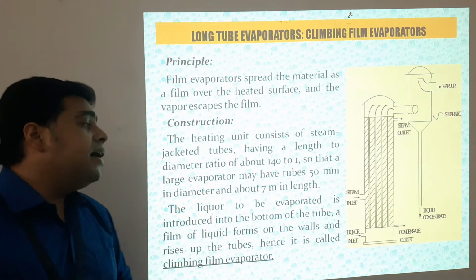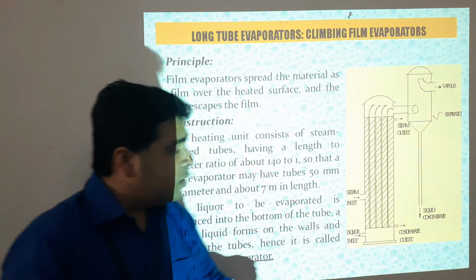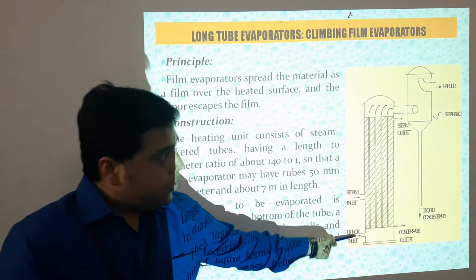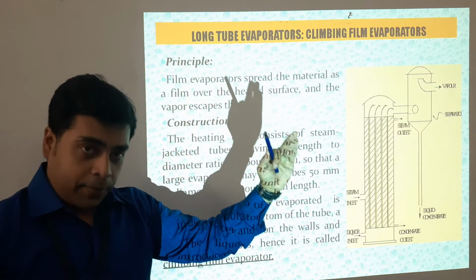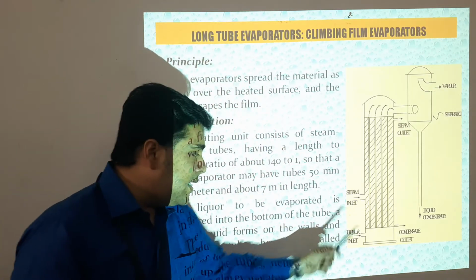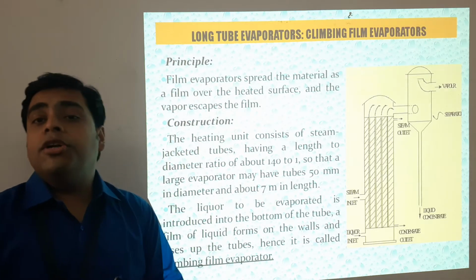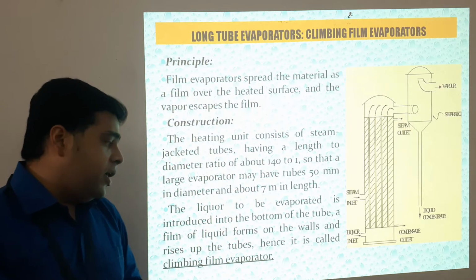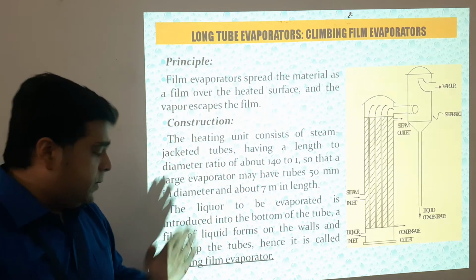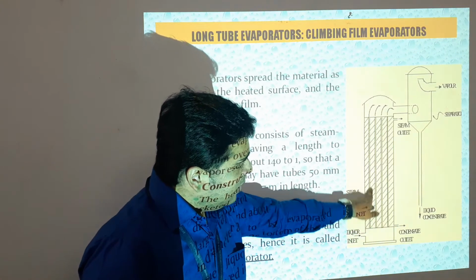Next, the liquor to be evaporated is introduced at the bottom of the tube. So this is the liquor inlet. Unlike in short tube evaporators, where the liquor inlet was at the top. The liquor is introduced from the bottom of the tube, and a film of the liquid forms on the walls and rises up the tubes, and hence this is called a climbing film evaporator.